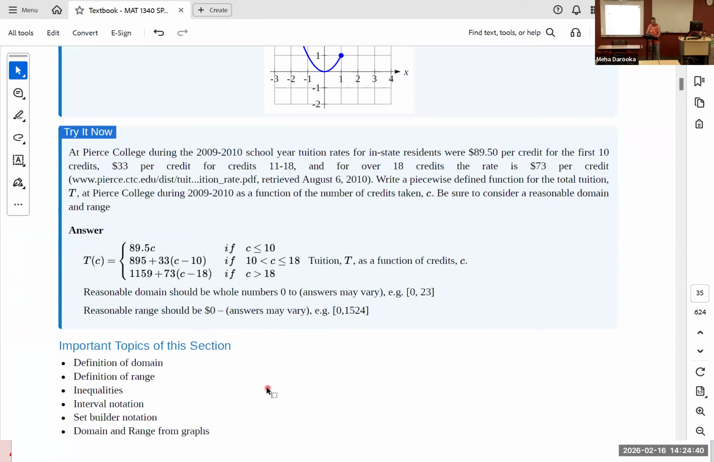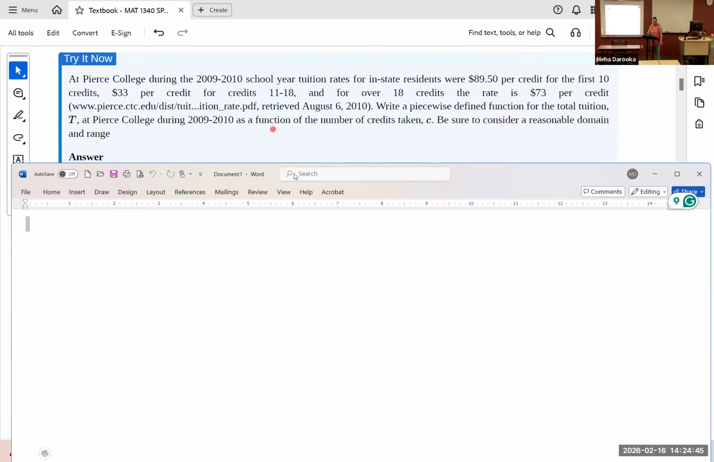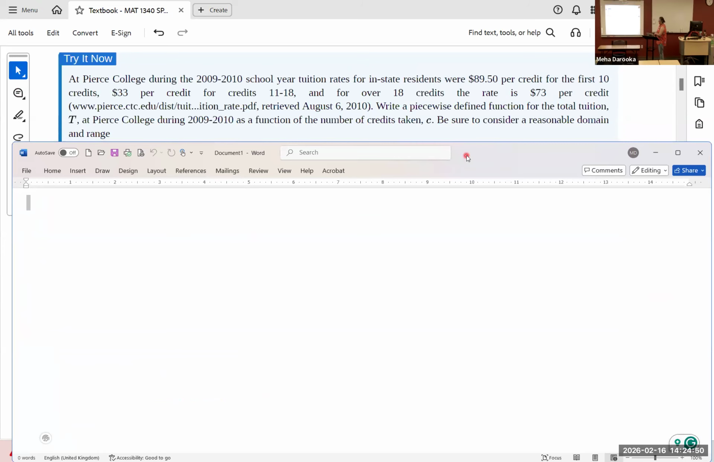All right, let's take a look at this one. And again, I'll hide the solution for now. Let's move this guy up a little. Okay, so we have at Pierce College during the 2009-2010 school year, tuition rates for in-state residents were $89.50 per credit for the first 10 credits, $33 per credit for credits 11 through 18, and for over 18 credits, the rate is $73 per credit. And you can see the source where they got that information.